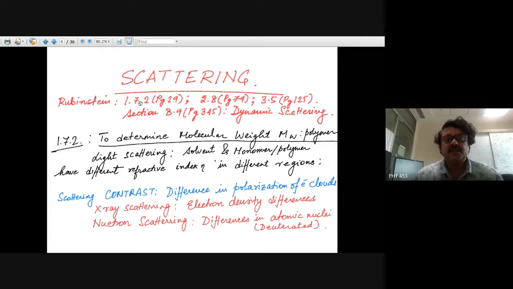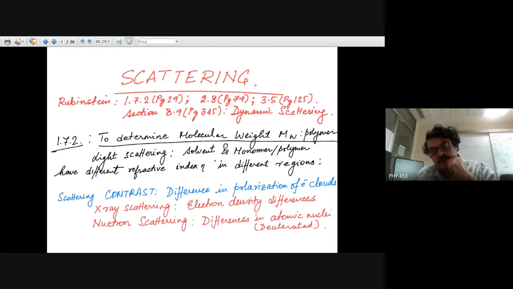So scattering. Whatever discussion I'm doing is basically based on Rubinstein, section 1 point something in the first chapter, something in the second chapter, the third chapter, and the dynamics in the 8th chapter. What my intention is to do is basically condense the basic physics ideas, not the derivations, into around a next 20-25 minute module, which gives you the physics of how we figure out about polymers. This is not the only method. Scattering is not the only method. There are many other methods, but I'm not the right person, an experimental person, to talk about all the different methods.